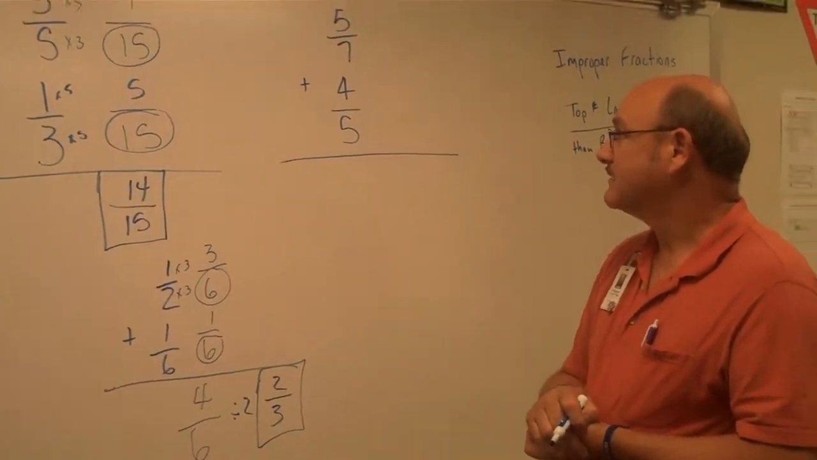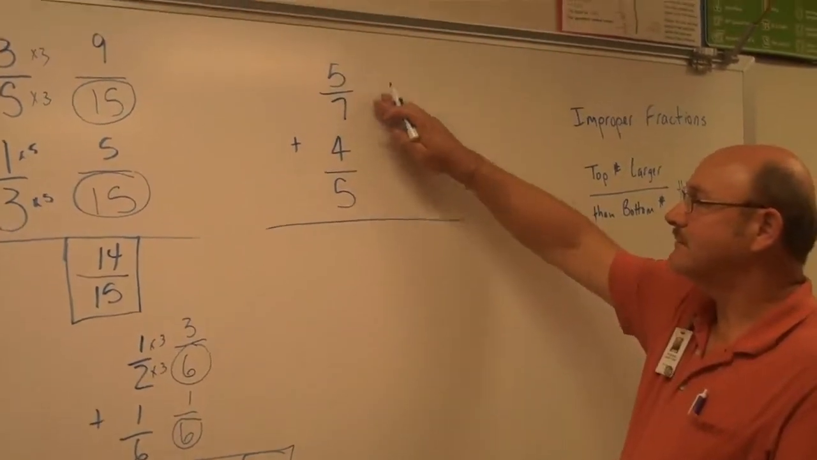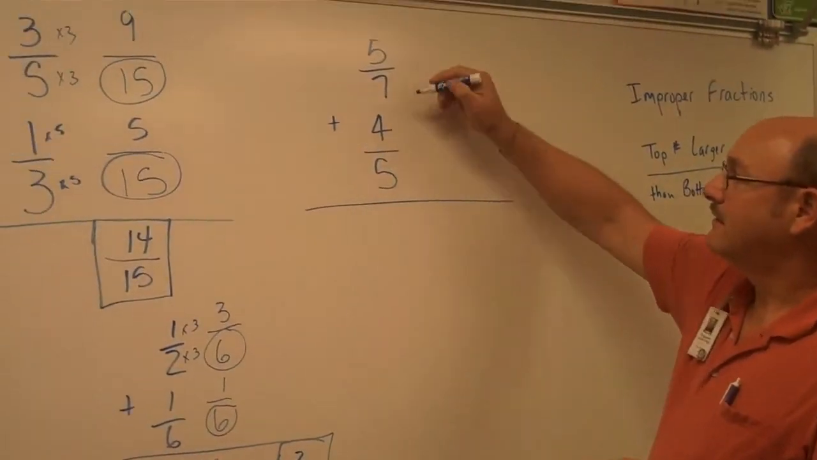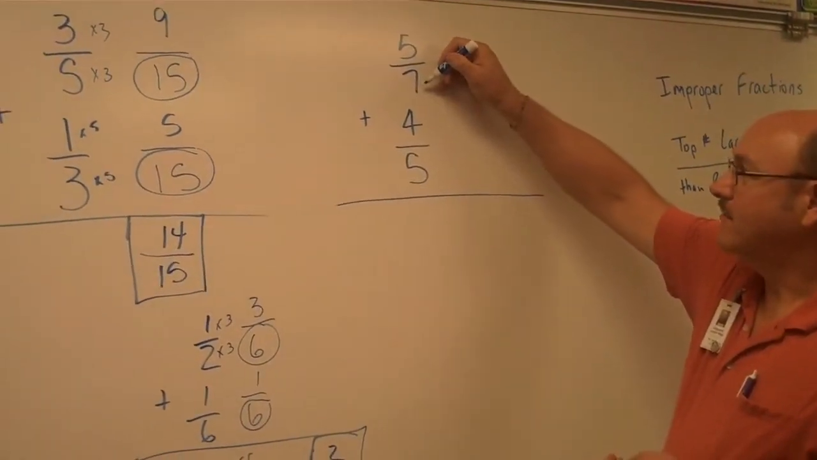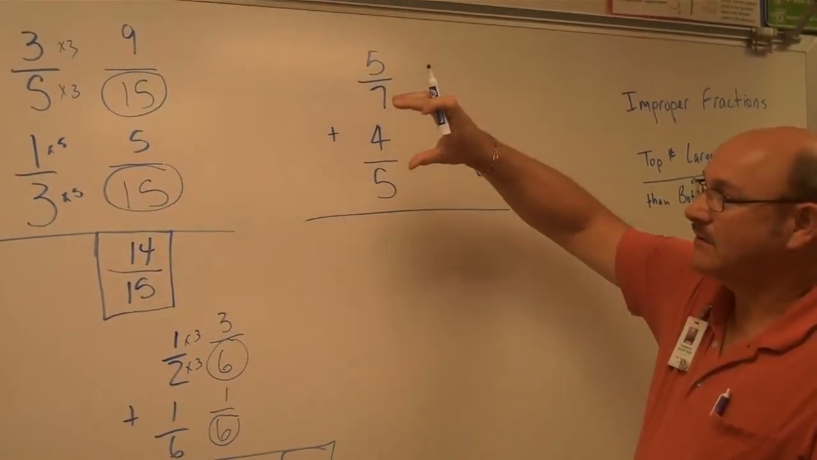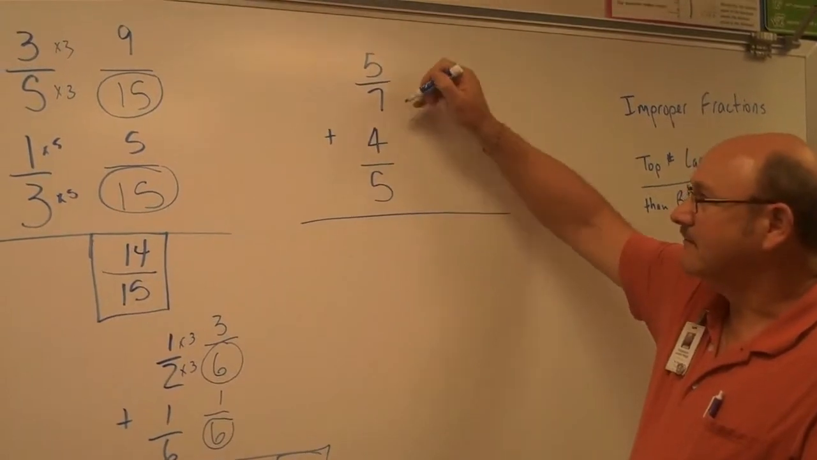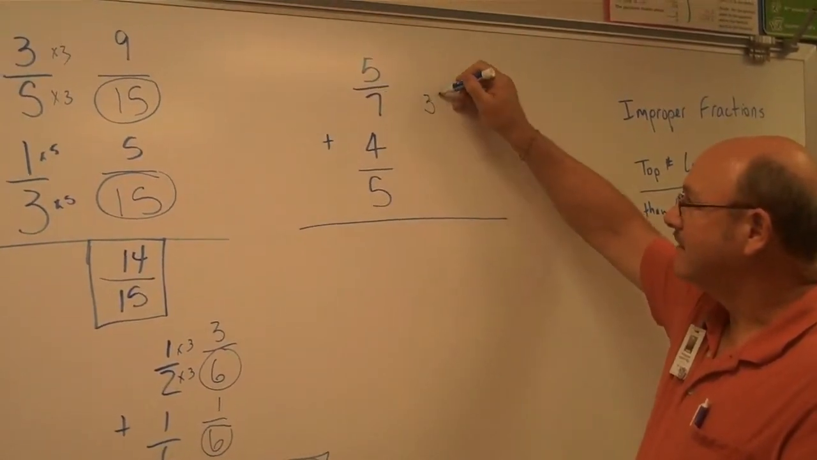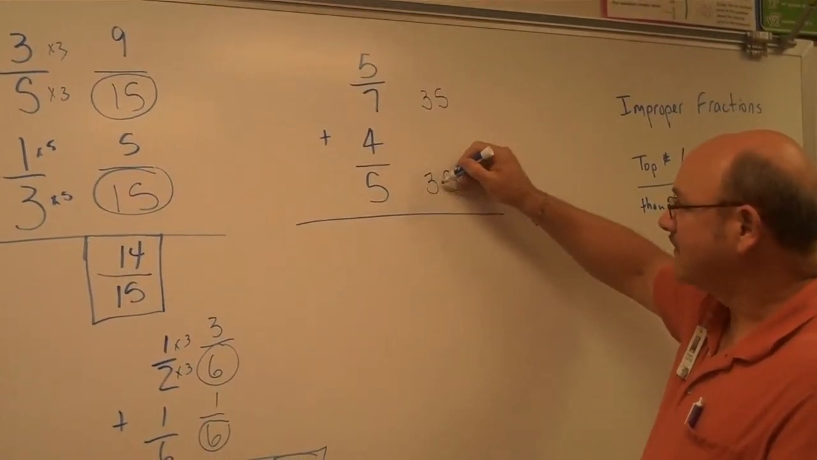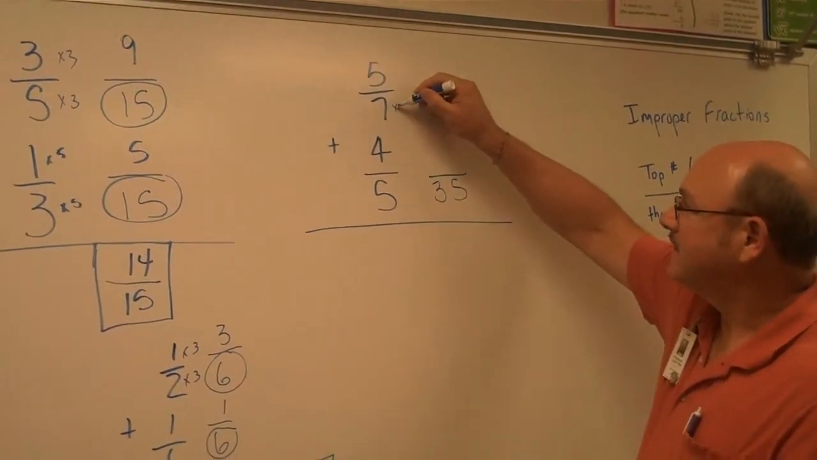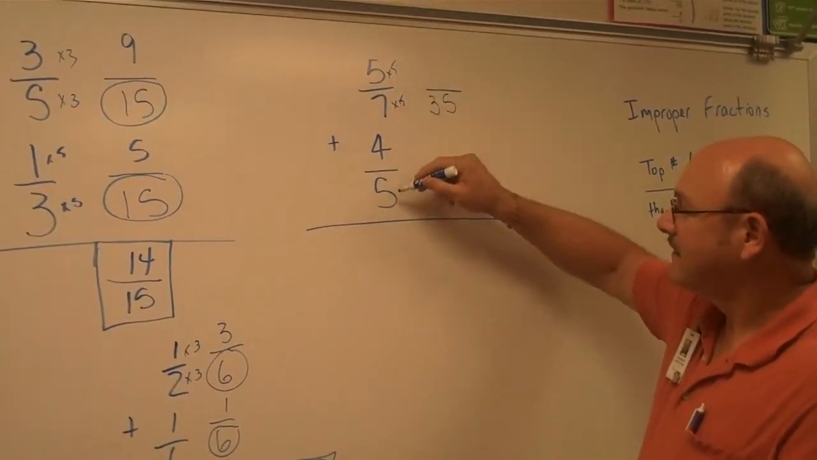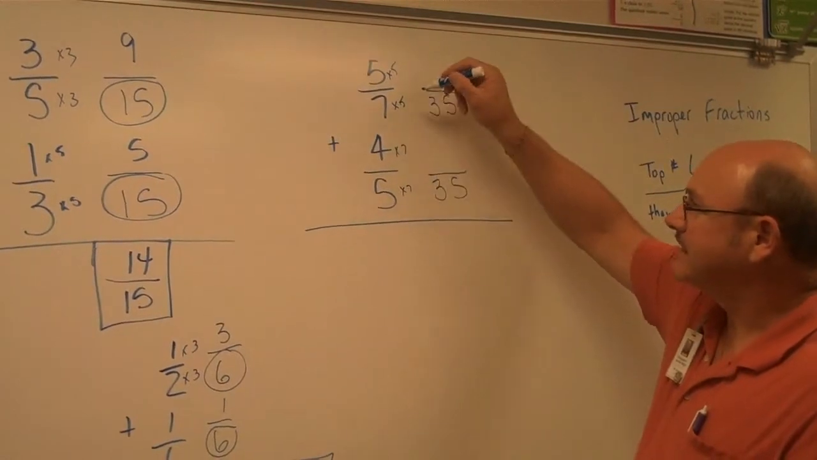One other example let's look at real quickly. 5/7 plus 4/5. Not the same. If you can't find a common denominator, you can always multiply the denominators to get one. 5 times 7 is 35. That'll be a common denominator. Okay, so this is 7 times 5 times 5. 5 times 7 times 7.